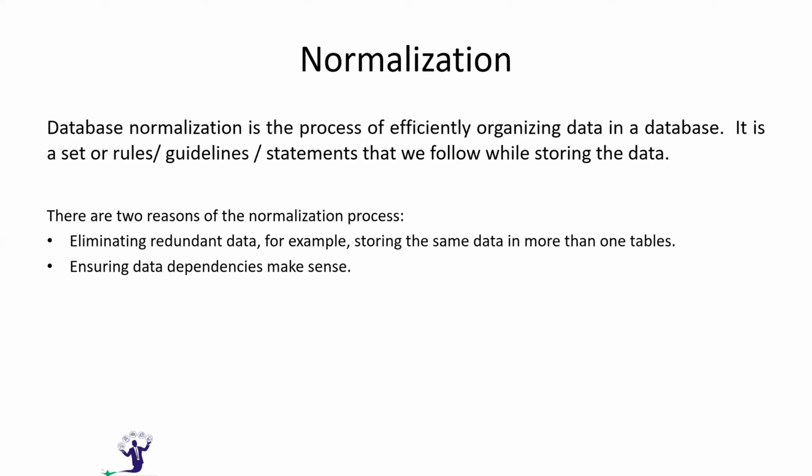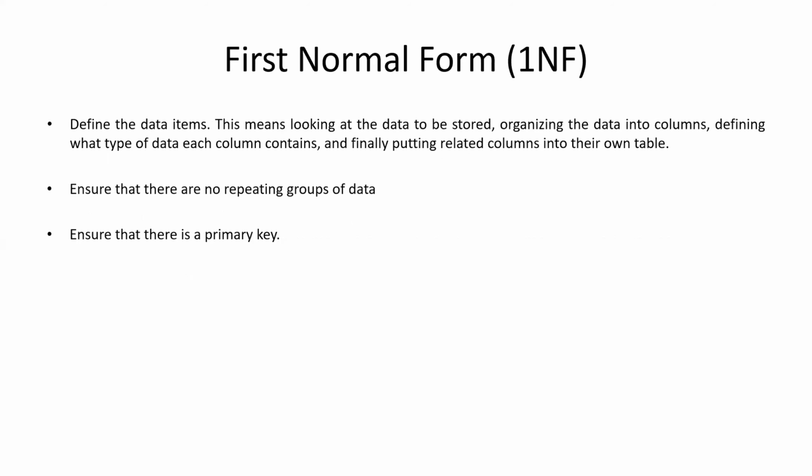Okay. Now, there are various normalization forms. The first one is the first normal form. In short, it is known as 1NF, which says define the data item. This means looking at the data to be stored, organizing the data into columns, defining what type of data each column contains, and finally putting the related columns into their own table. So what it is saying, defining the data item.